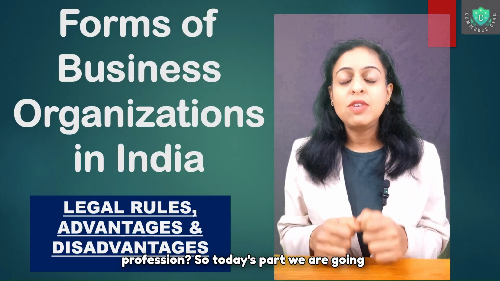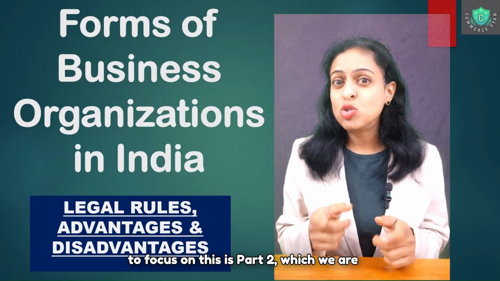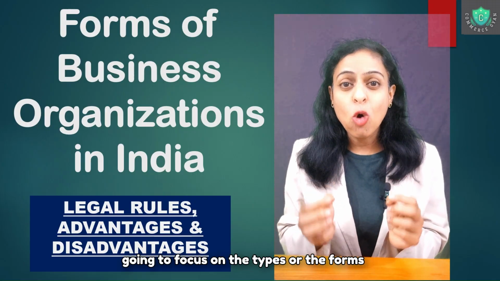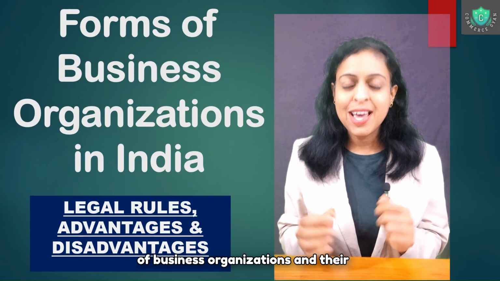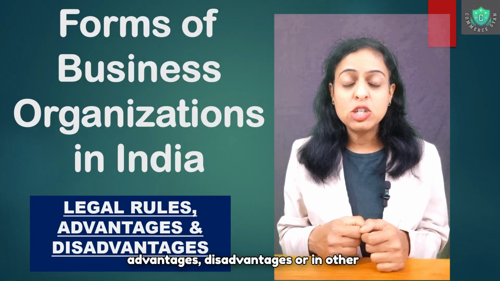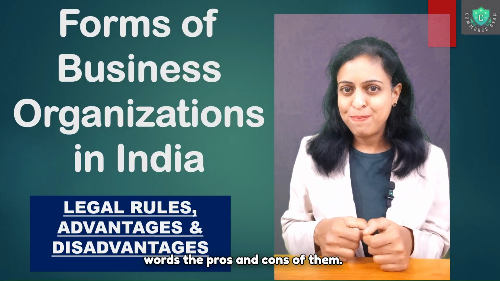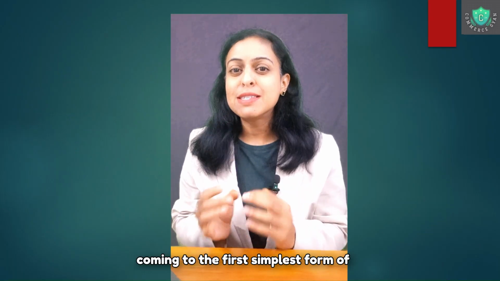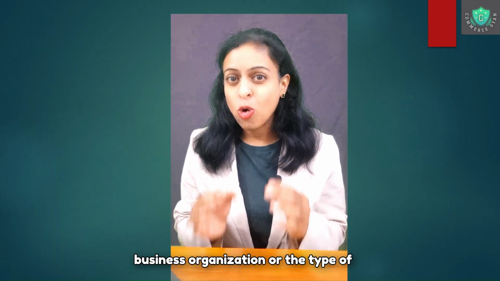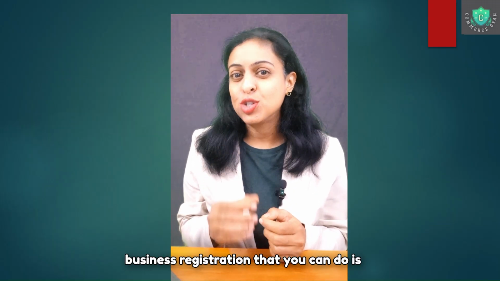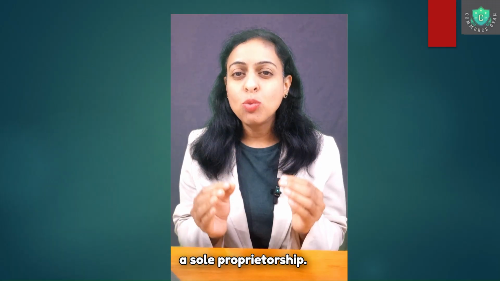Today, in part 2, we are going to focus on the types or forms of business organizations and their advantages and disadvantages, in other words, the pros and cons of them. Coming to the first and simplest form of business organization, or the type of business registration that you can do, it is a sole proprietorship.